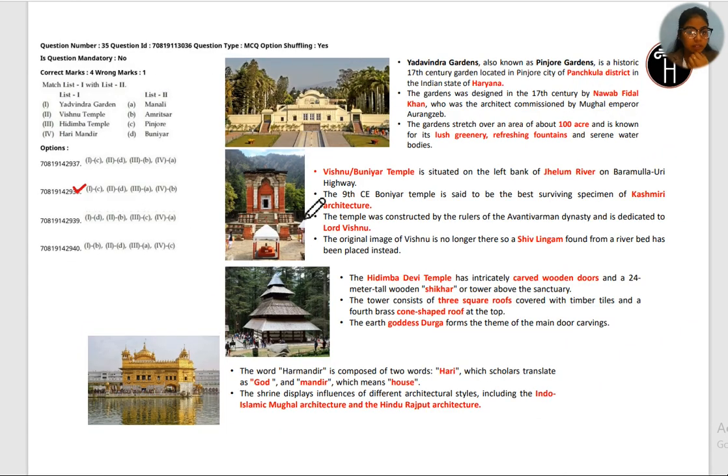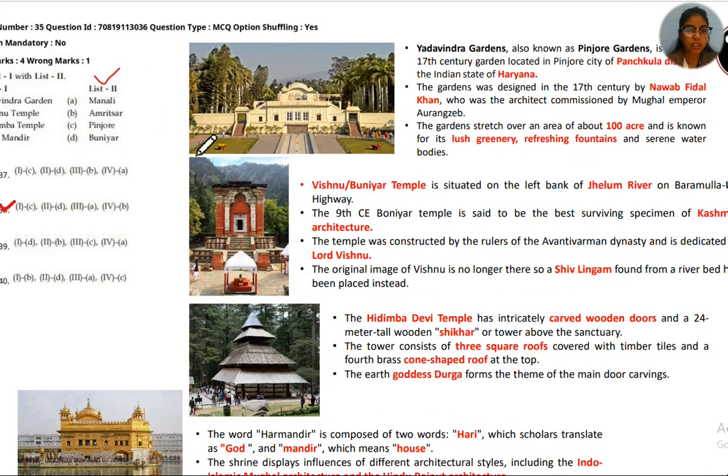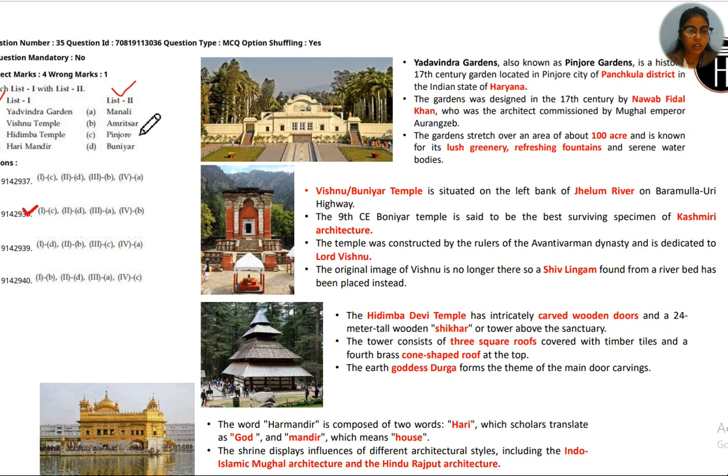Next question also you have. The names of the temples, gardens and mandirs are given to you in list number 1, and you have to match them with the places they belong to. So the first one is Yadavindra Garden.